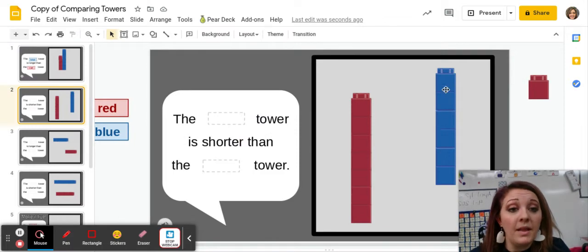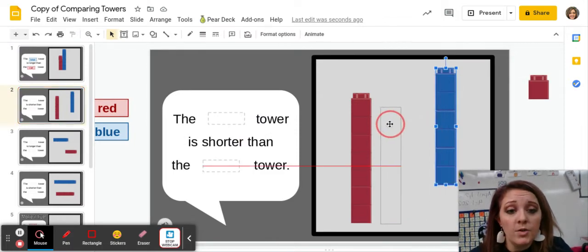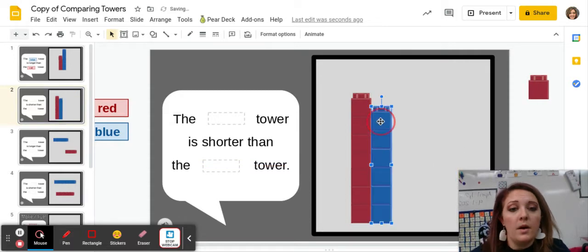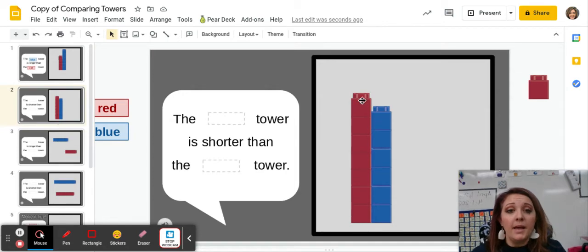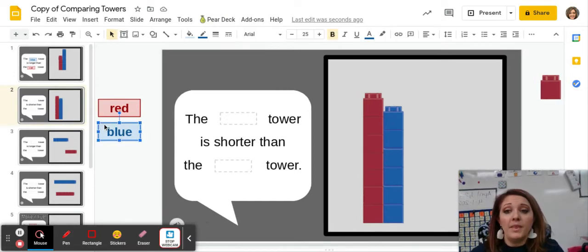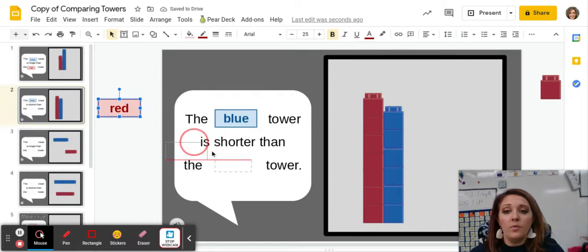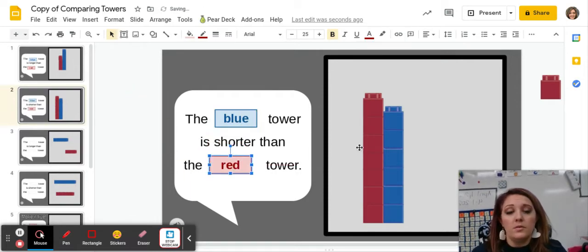All right. So again, I'm going to line up my two towers so I can measure from the bottom to the top. All right, so I've lined them up. So when I look at these towers, I can see just barely the red tower is taller than my blue tower. So this time it says the blank tower is shorter than the blank tower. So my blue tower is shorter than my red tower. So I'm going to move my word blue. So the blue tower is shorter than the red tower.